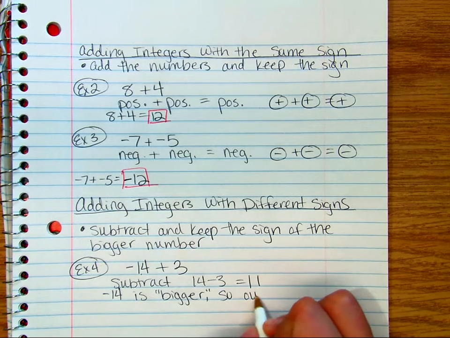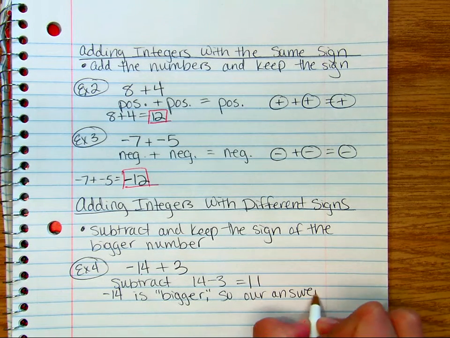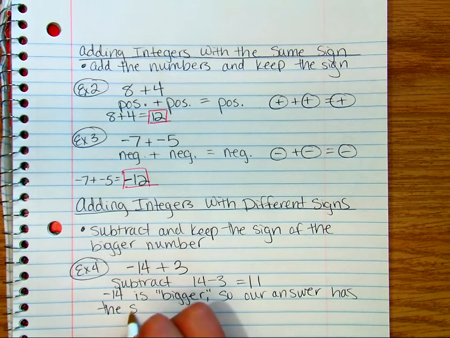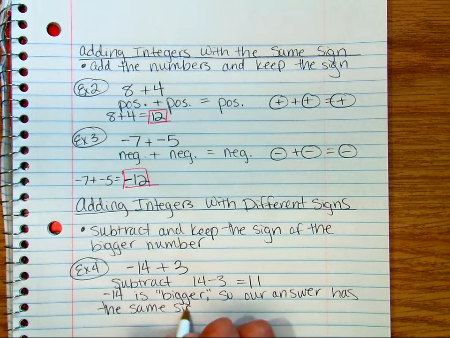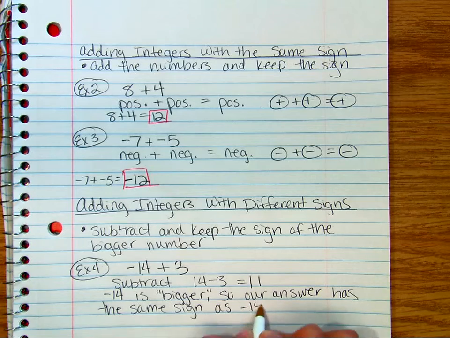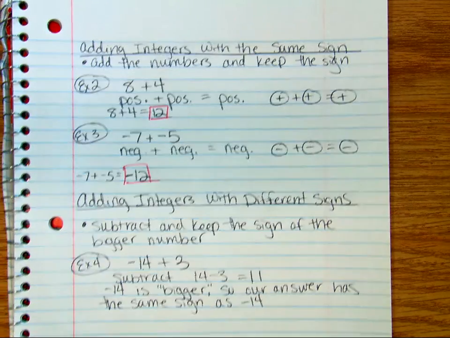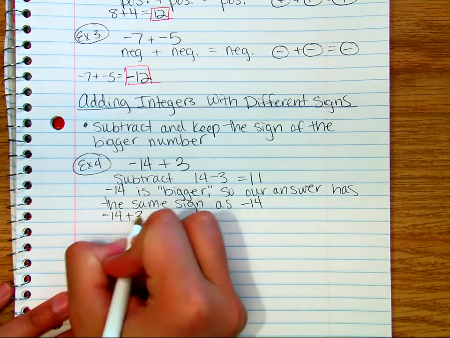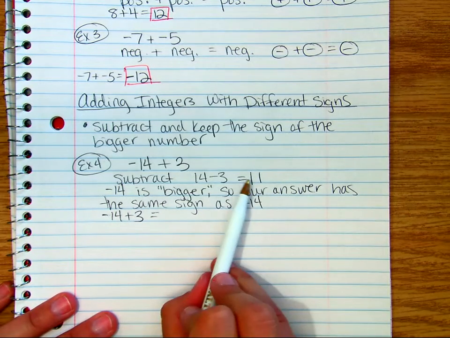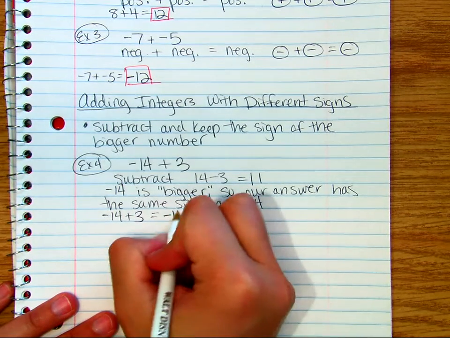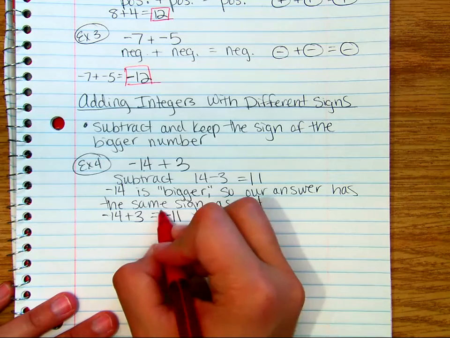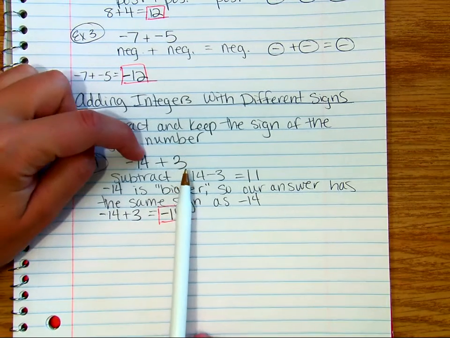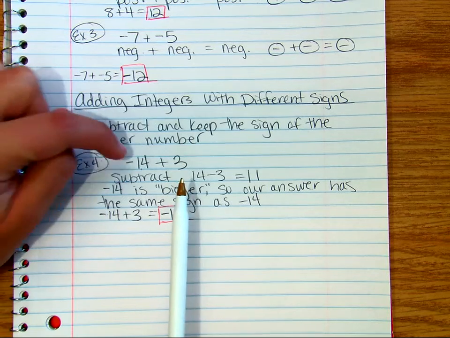So our answer has the same sign as negative 14, which is negative. So negative 14 plus 3, that was our original problem, is not going to be positive 11, it's going to be negative 11. And we are done. So we subtracted, since they had different signs, we subtracted 14 minus 3, took the sign of the bigger, and that was it.